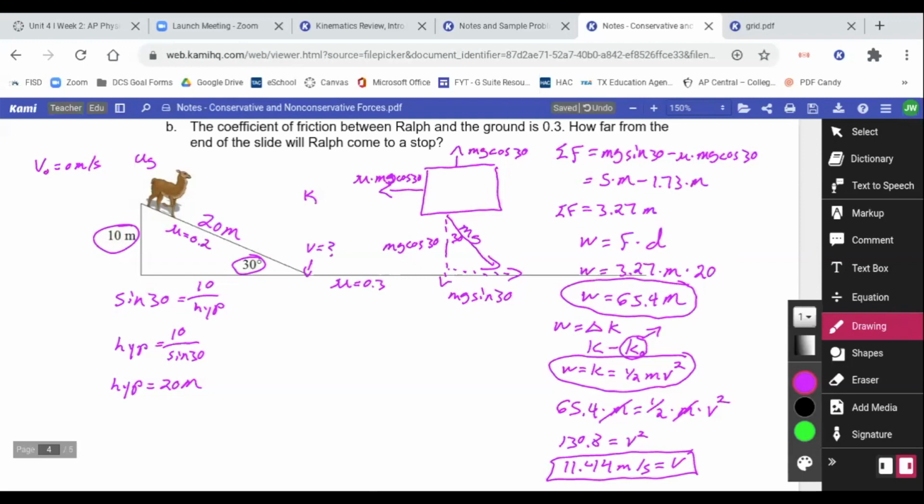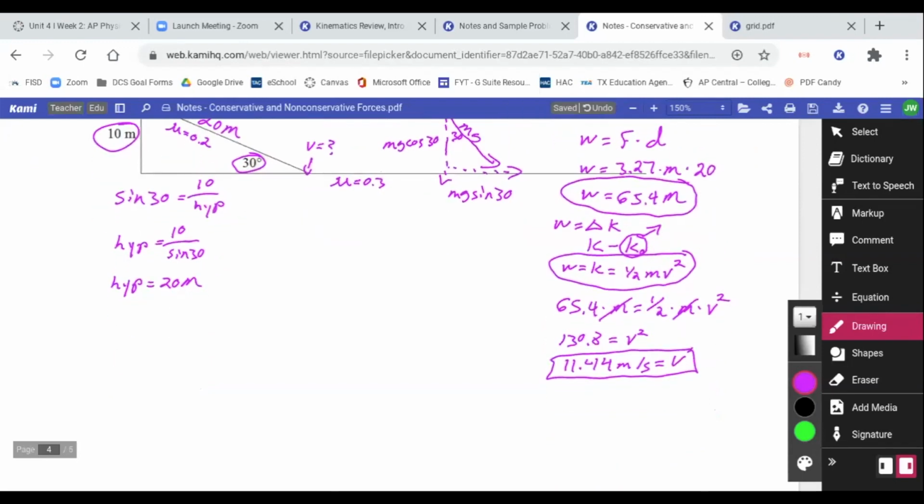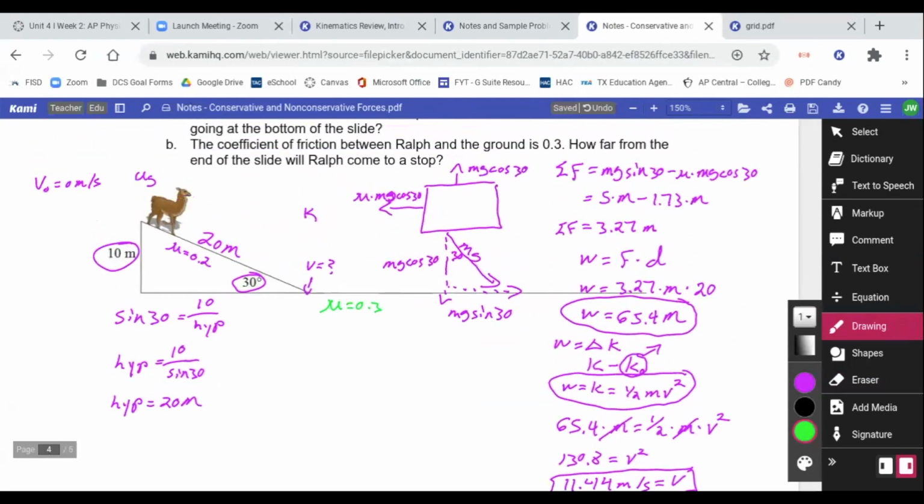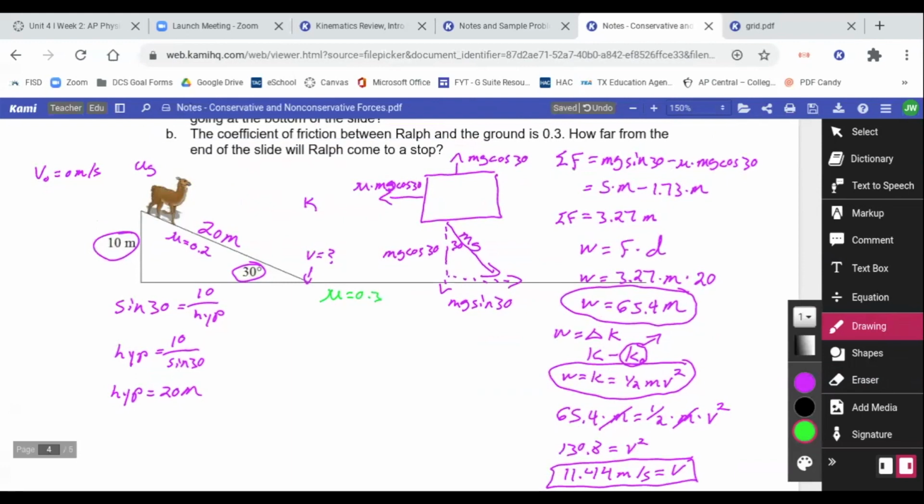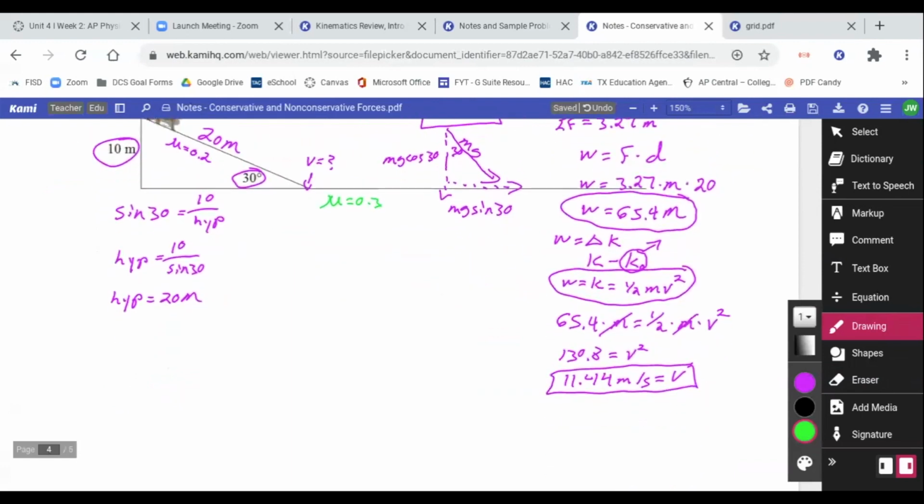Okay, let's draw a free body diagram for Ralph's current position. I tell you what, let's change colors for part B. So let's erase this. And maybe by changing color, it'll be easier to visualize what's going on. 0.3. And it's saying, how far from the end of this slide will Ralph come to a stop? Again, work is force times displacement. It's asking us for the displacement. And we know that Ralph doesn't have a rocket on his back. The only force acting on him at this point is friction.